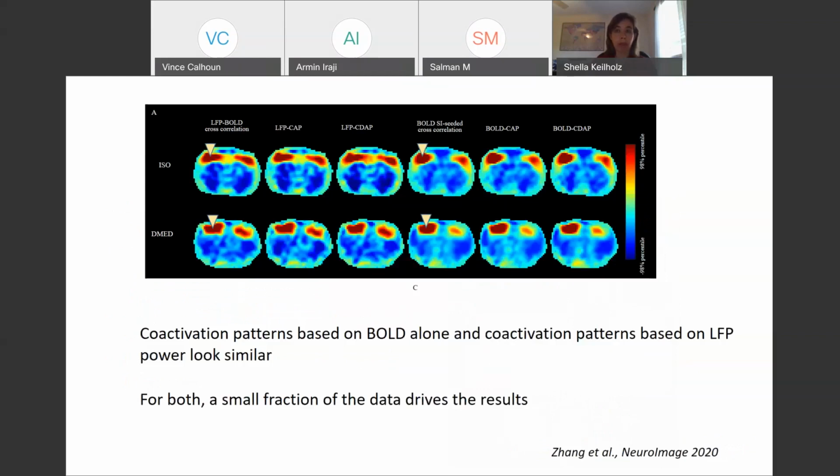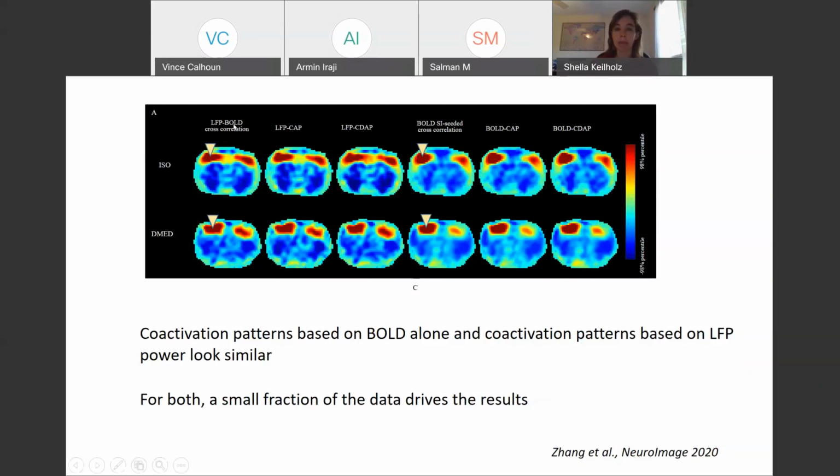Analysis, again, on the data where we had simultaneous LFP recording and fMRI. And we did a couple of different things. We did the standard CAPs analysis based on the bold alone. And then we did an analysis where we triggered on high events in the LFP signal rather than in the bold signal, and then averaged frames, accounting for a hemodynamic delay. And what we found is that the coactivation patterns look very similar, whether we looked at the ones triggered by the local field potentials or the ones based on bold alone.